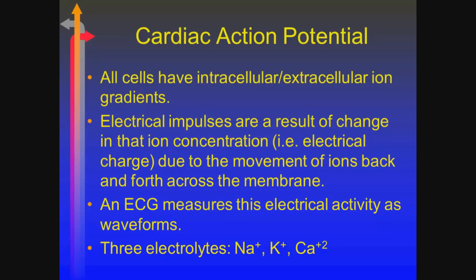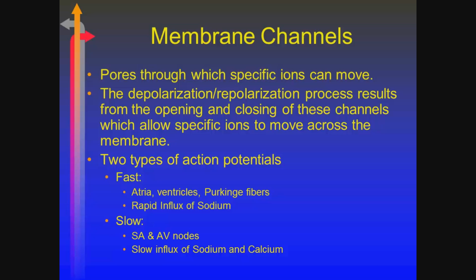The reason why this electrical current happens is a shift in intracellular and extracellular ion gradients. The electrical impulses are due to that change of the ions back and forth across the membrane, and we measure this as a waveform. There are 3 electrolytes you need to be aware of: sodium, potassium, and calcium. They move through specific channels. Some channels are only permeable to calcium, some are only permeable to sodium. And the movement is what causes depolarization or repolarization to happen.